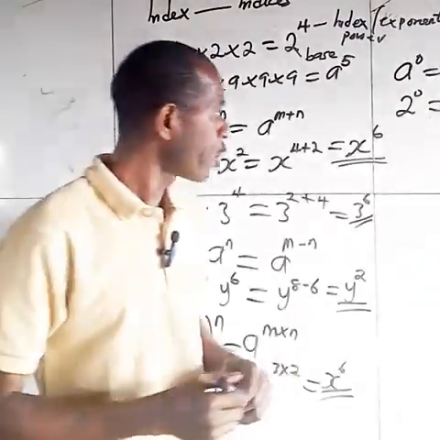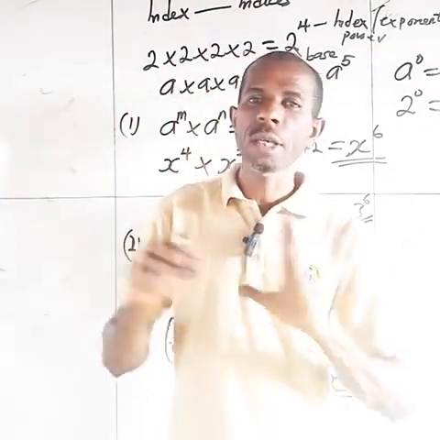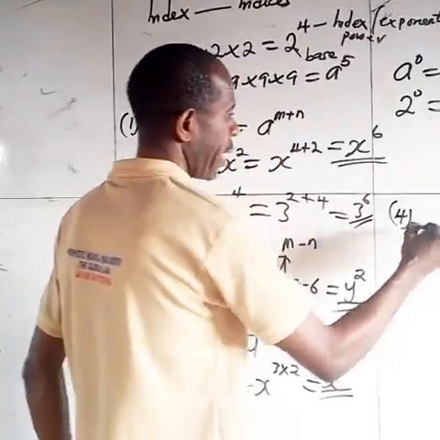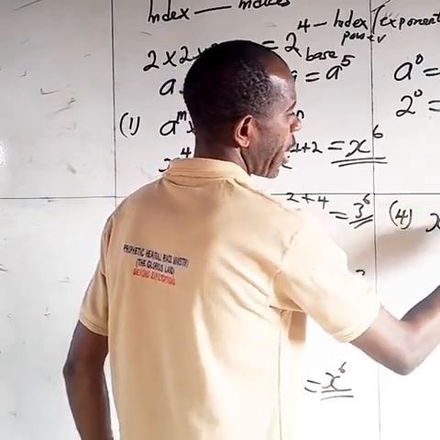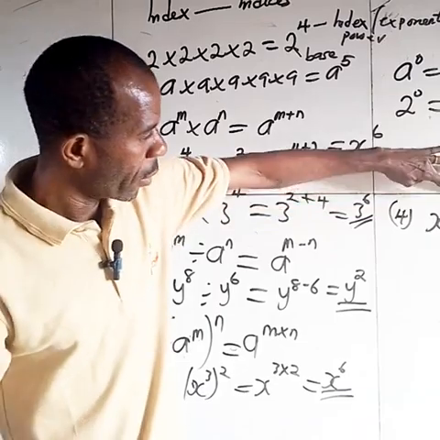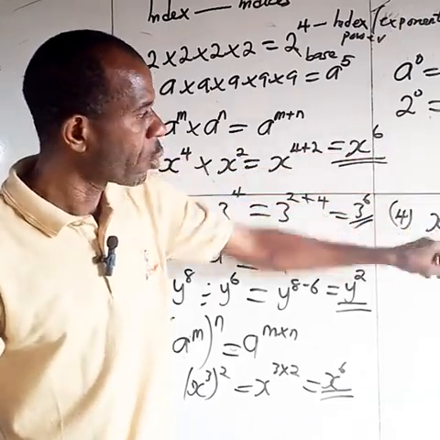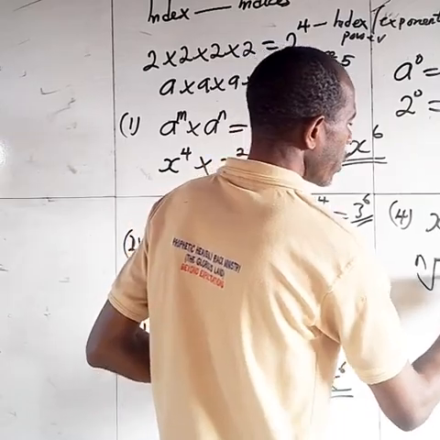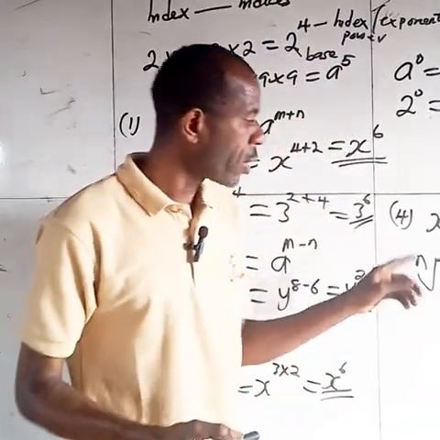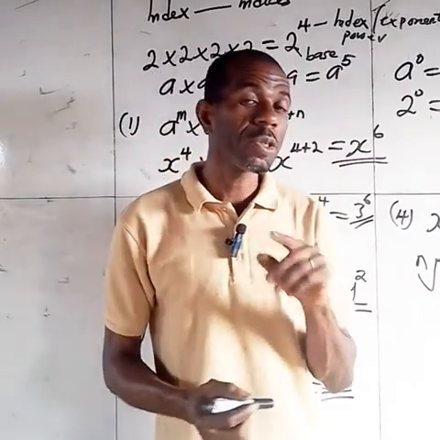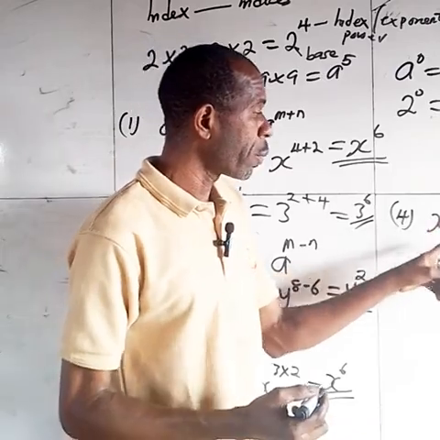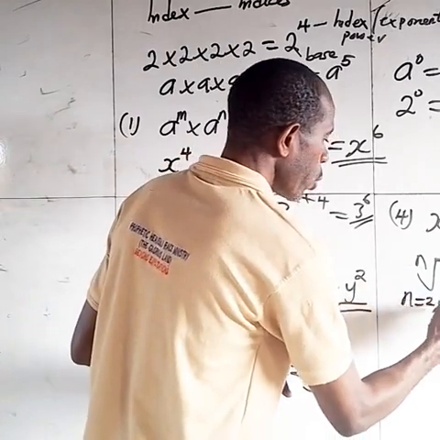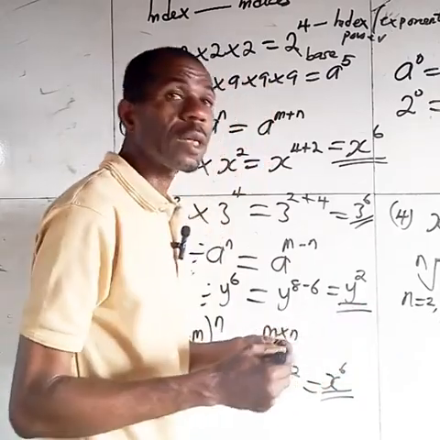Now we have another law which is called fractional indices. Fractional indices say that, this is law number 4 now, if I have x raised to the power 1 over n, this simply means it will give us the nth root of x. This n must begin from 2. It does not start from 1, because if you apply that, there is no root for that. So n must start from 2, 3, 4, and so on, as the case may be.